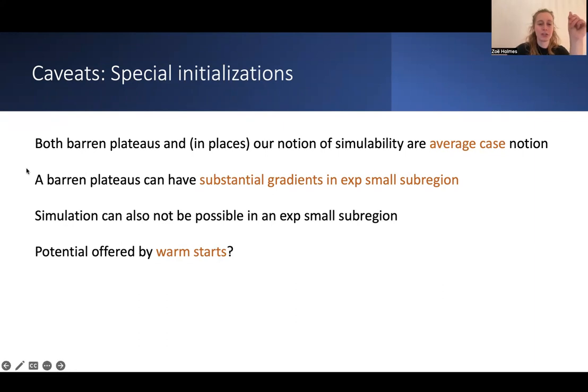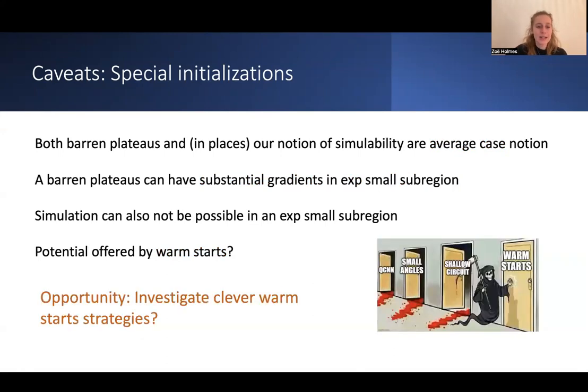Also, some of our notions of simulation, and this dives into subtleties that I've not covered here, but I'm happy to discuss, are average case notions of simulability. And that means that when we say things are simulable, in certain cases, specifically quantum convolutional neural networks and small angle initializations, it might be possible that we can't classically simulate in small subregions. And if those turn out to be the really interesting subregions where the solution lies, then our argument breaks down. So all of this suggests that maybe special initializations, also known as warm starts, could be the way forward.